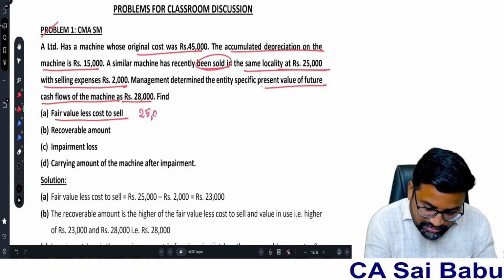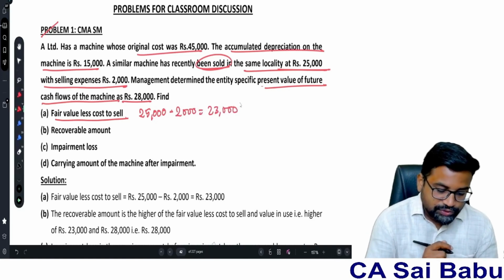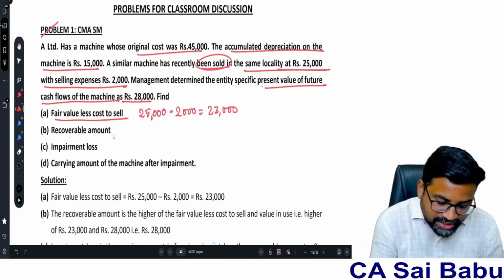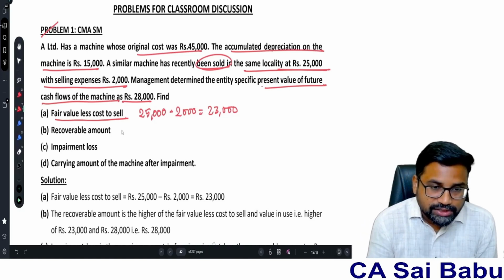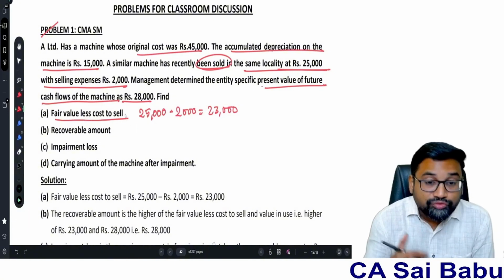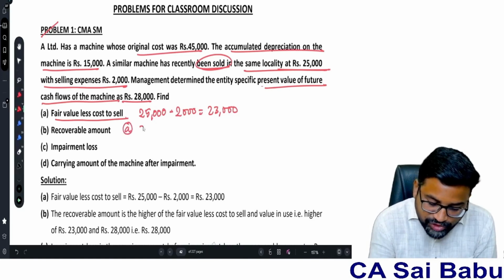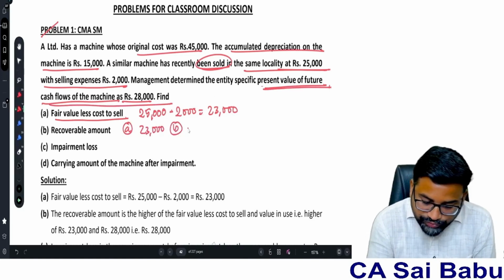So 25,000 less cost to sell 2,000. So therefore, can I say 23,000? So fair value less cost to sell 23,000. Now the second one is recoverable amount. What is recoverable amount? Recoverable amount is equal to two things: fair value less cost of disposal, or present value of the future cash flows, whichever is higher. So on one hand, fair value less cost of disposal, which we already calculated, 23,000. B, present value of the future cash flows, 28,000, whichever is higher. Whichever is higher means 28,000.